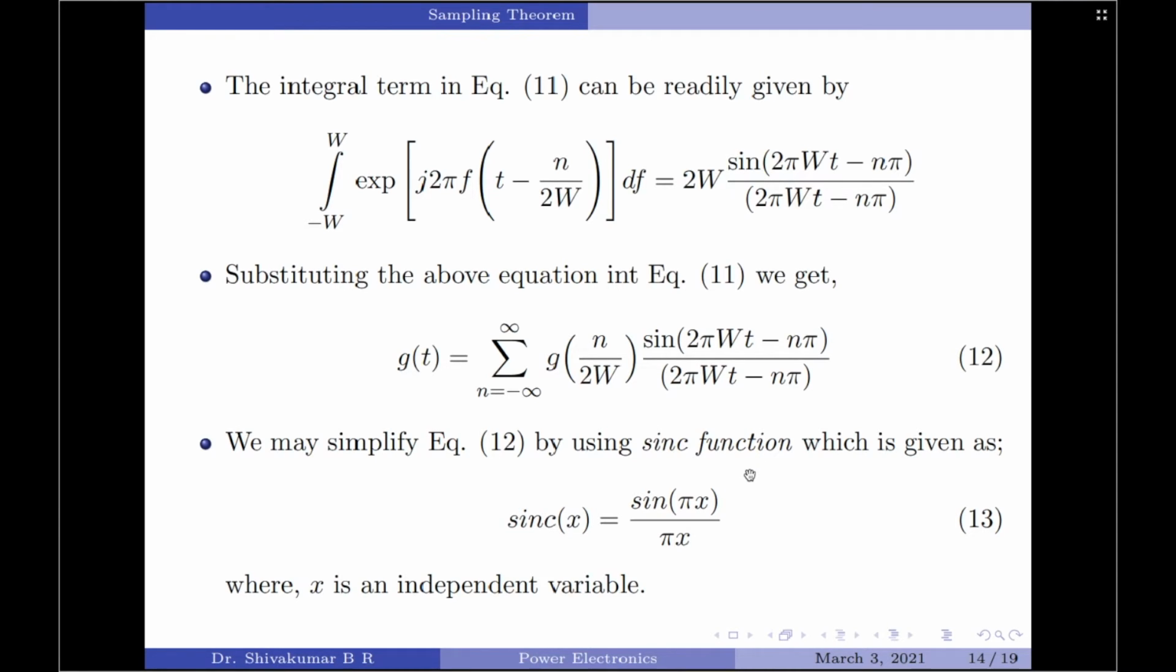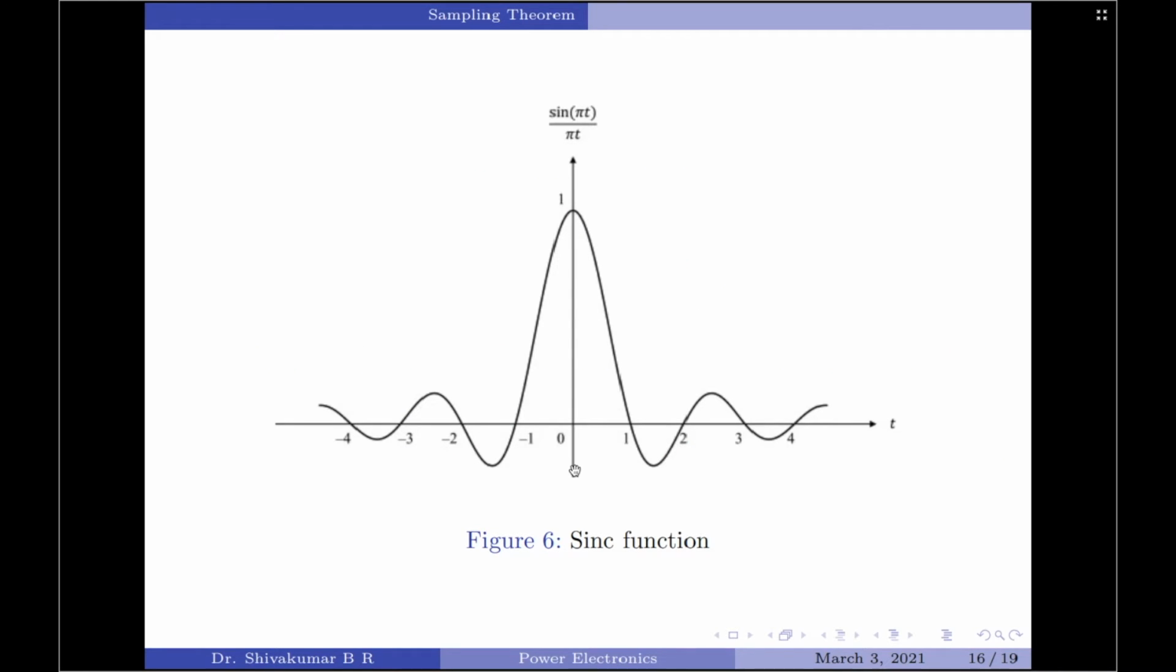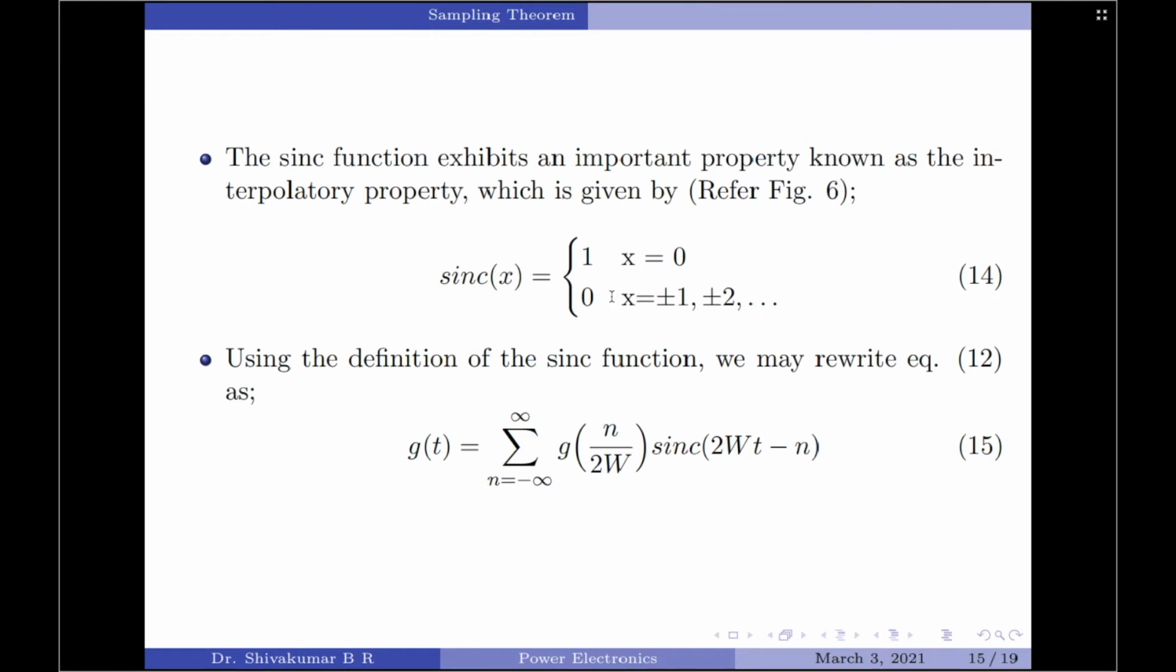Further, what is also interesting about the sinc function is that it exhibits an important property called the interpolatory property. This property is given by the equation here, that is sinc of x equals 1 when x equals 0, and otherwise the value of sinc of x is 0. This in fact is shown by the diagram here. You can see when t equals 0, where the x axis is t, sinc of t is 1, and for every integer multiple of t, that is plus or minus 1, plus or minus 2, etc., the value of sinc is 0. This is what is depicted in equation 14 here.